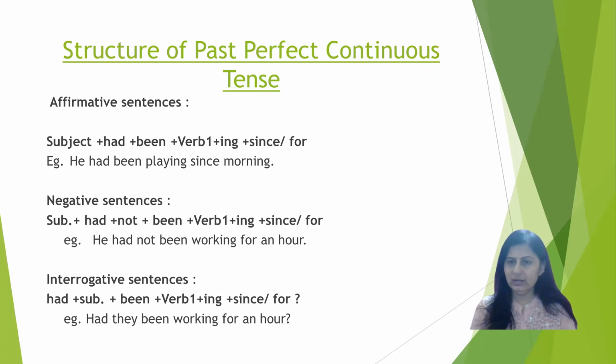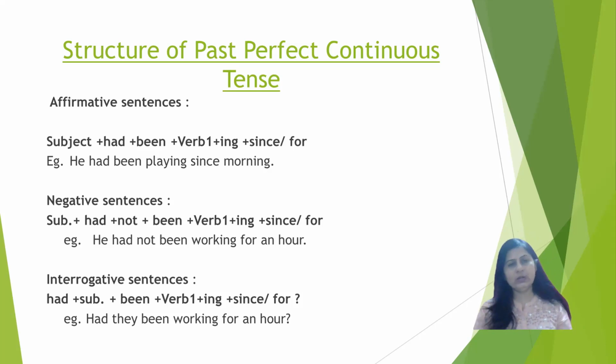Now he is the subject followed by had been, then first form plus ing, playing, and then we will use some time expressions using since and for. Like he had been playing since morning. In case of negative, had plus not then been. So it will be subject plus had plus not plus been, then first form plus ing and since and for. He had not been working for an hour. So in negative cases we will add not after had. He had not been working.